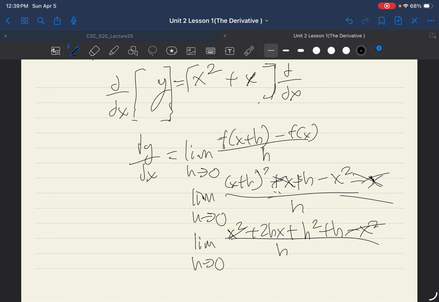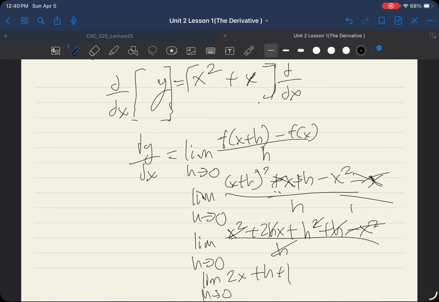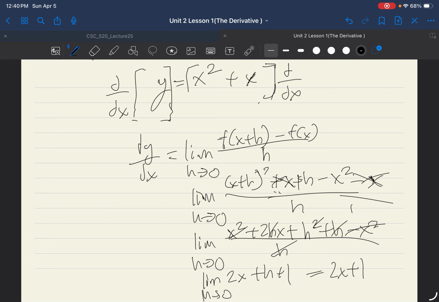And then at this point you can factor an h out, so I'm just going to do that. That means the limit as h approaches 0 of this function will be 2x plus h plus 1, because this is 1, yeah. It'll be 2x plus h plus 1. And since we know it's the limit as h approaches 0, that means it'll be 2x plus 1. And that will be our derivative.